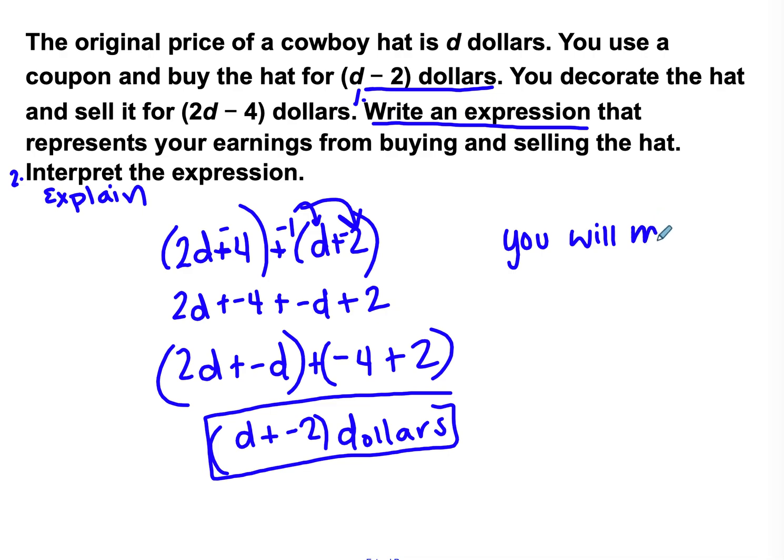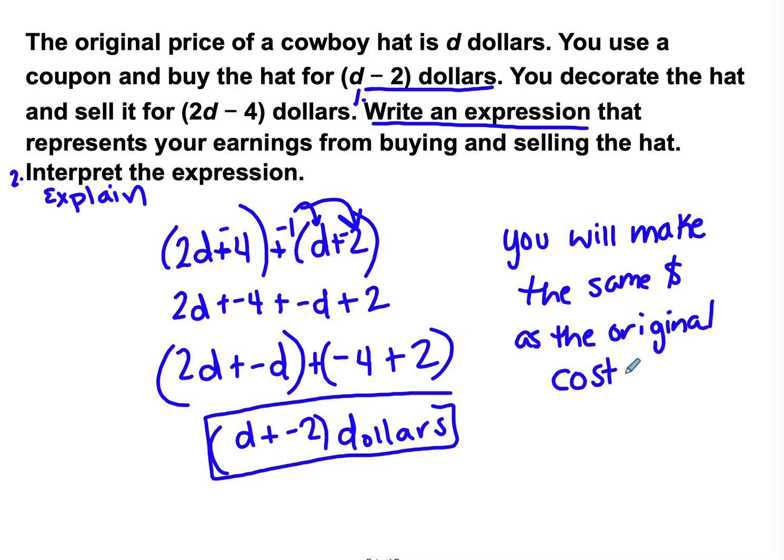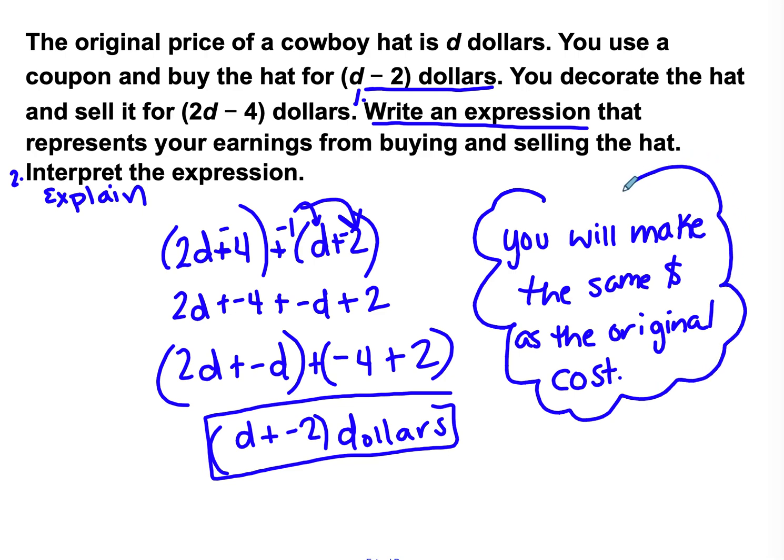You will make the same money as the original cost. So if the original cost was $4, then I'm going to make $4. If the original cost was $10, then I'm going to make $10. So that is my interpreting that part right there.